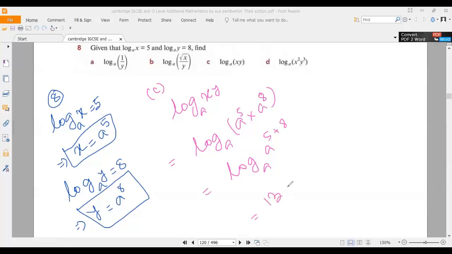So 13 should be at first. 13 multiplied by log base a of a. So 13 multiplied by 1 will be 13. Then simple. And the last one, number D.